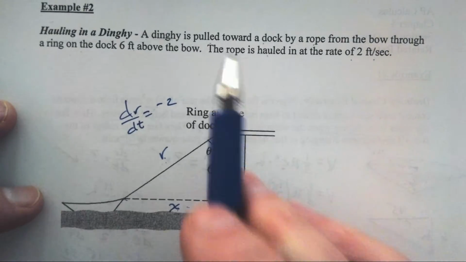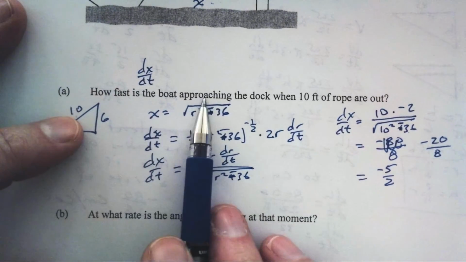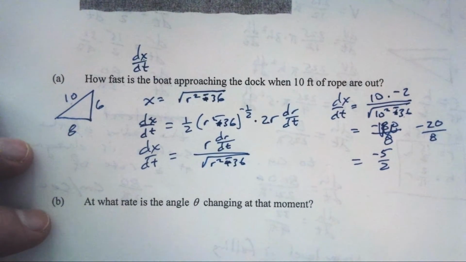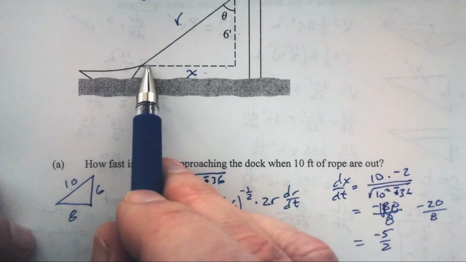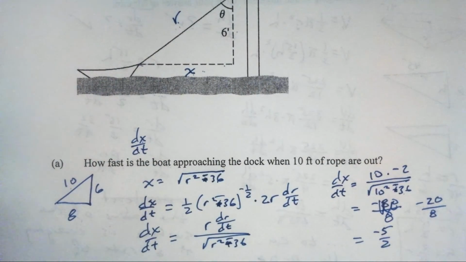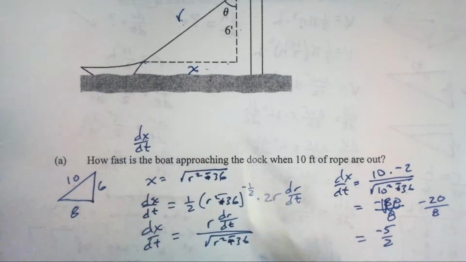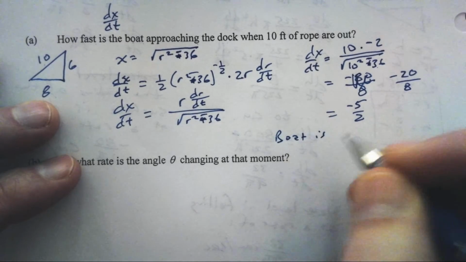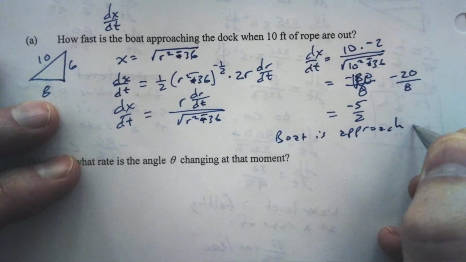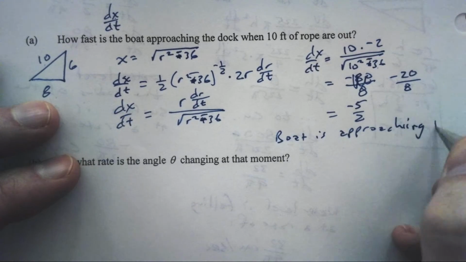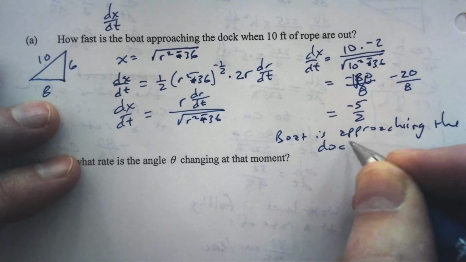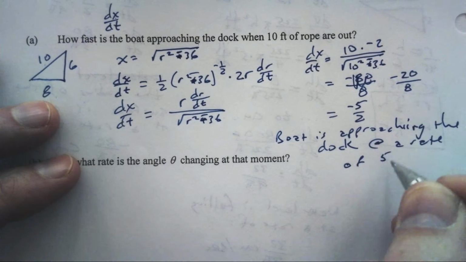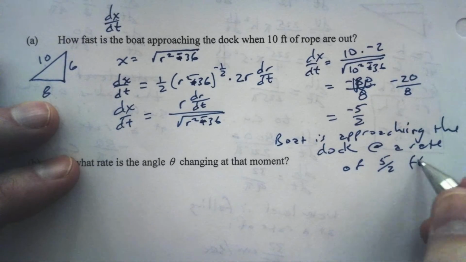Now, does negative make sense for this? It says, how fast is the boat approaching the dock? Well, since they put approaching the dock in, the negative doesn't make sense. We're not dealing with left, right. They've already counted that the rope's getting smaller. If they asked how the distance is changing from the boat to the dock, we would say the boat is approaching the dock at a rate of 5/2 feet per second.